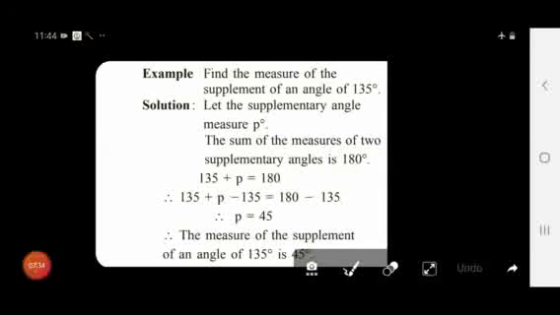Based on supplementary angles also, questions can be asked, like one angle will be given to you and you have to find its supplement. For example, find the measure of the supplement of an angle of 135 degrees. For that also we assume the supplement of this angle as x degrees, p degrees, whatever you want. Then their sum will be the given angle plus whatever we have assumed is equal to 180, because they are supplementary. So their addition will be 180. Simply we subtract the given angle from 180, and we will get the required angle.